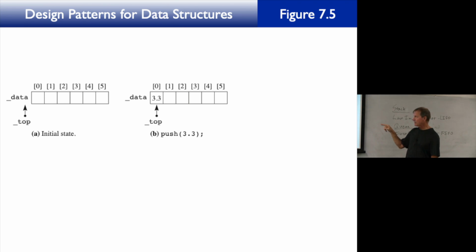It's like top gets one more. Yeah, you got to increase top and then data sub top. Are you with me? Because top is the integer that's the index of the array. Is everybody clear on that?